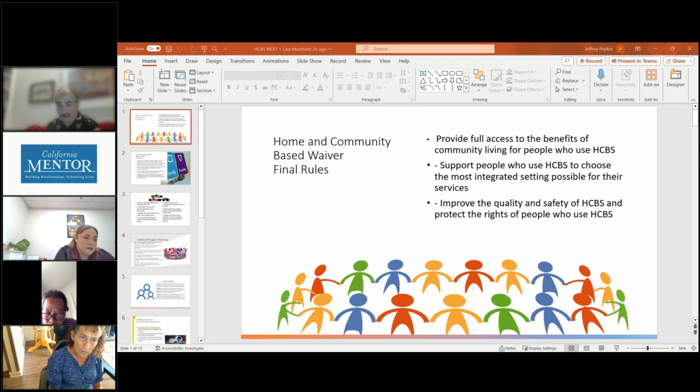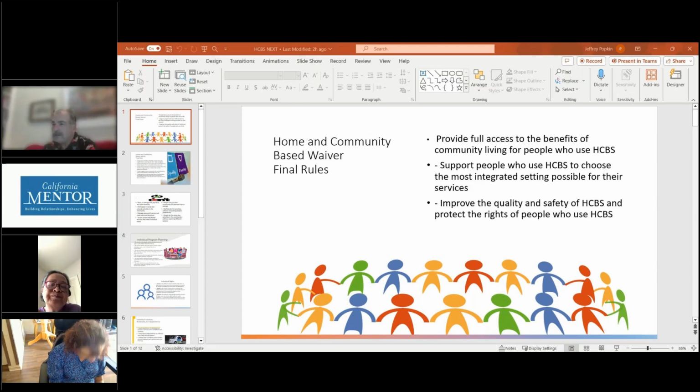Improve the quality and safety of HCBS and protect the rights of people who use HCBS. Now, safety is a very major concern. One of the reasons that you are all required by Title 17 to file special incident reports when something happens is twofold. One is just so that people are aware of what the event is, but two is what we call closing the loop. What can we do in the future to make sure that we take care of this person? So if there were injuries or there was a problem, we make them as whole as we can. And two, to make sure that it doesn't happen again.